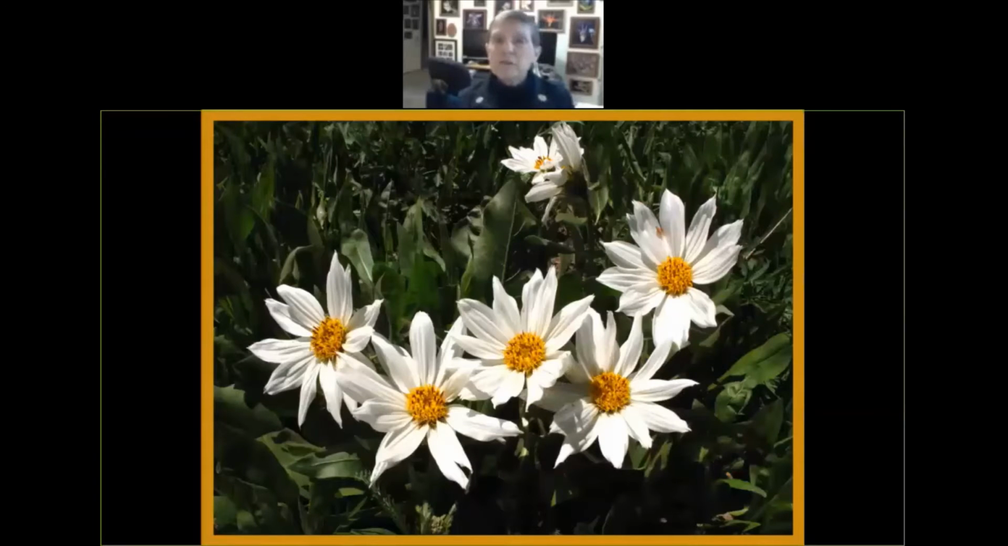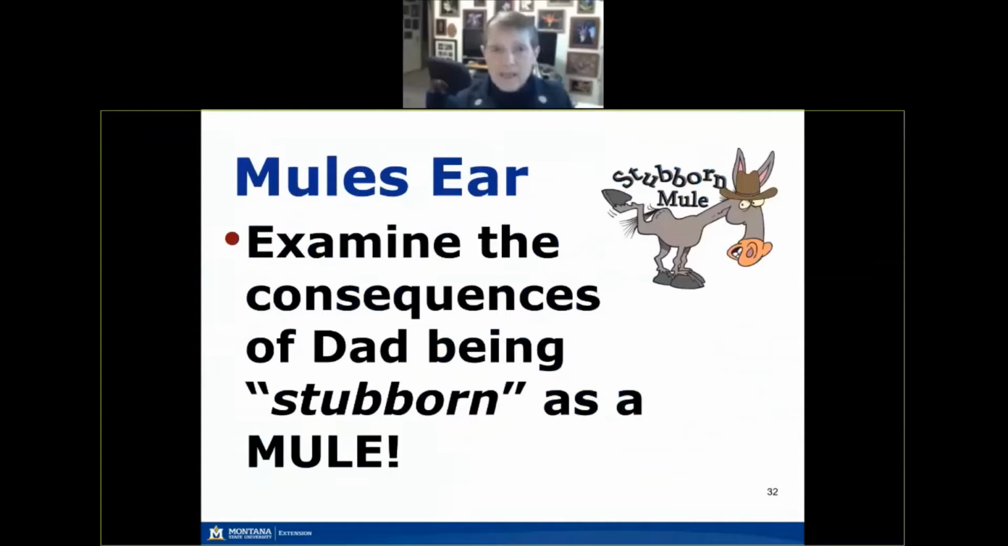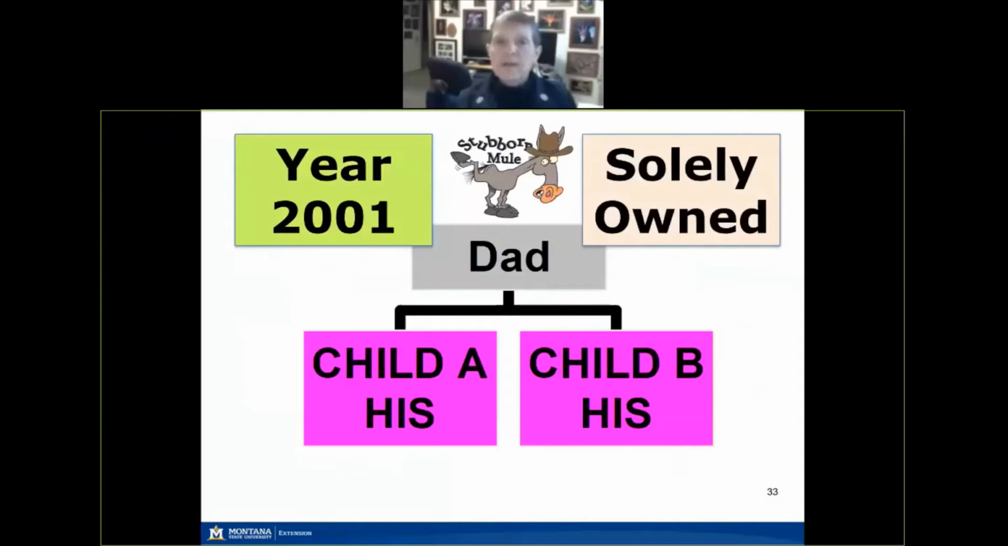Now, if you take a look at these beautiful flowers, I just think they're lovely. They are called a white mule's ear. Now, why would I pick out mule's ear? Well, have you heard the phrase, dad or mom is stubborn as a mule? I bet you have. Well, what I want to do is quickly examine the consequences of dad being stubborn as a mule. Now, here's the dad.